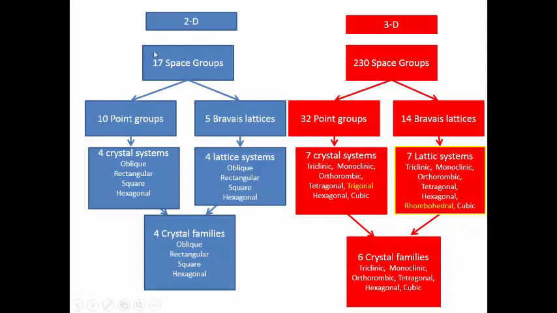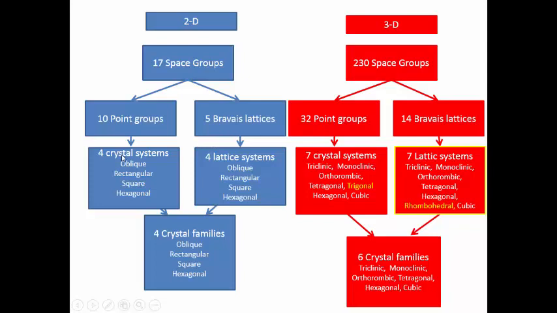In two dimensions, we have 17 space groups, and in 3 dimensions, we hop up to 230 space groups, which is all the different ways you can pack: 17 in 2 dimensions, 230 in 3 dimensions. Now we can divide them up into similar type groups. We had 10 point groups. Here, from chapter 3, we have 32 point groups.